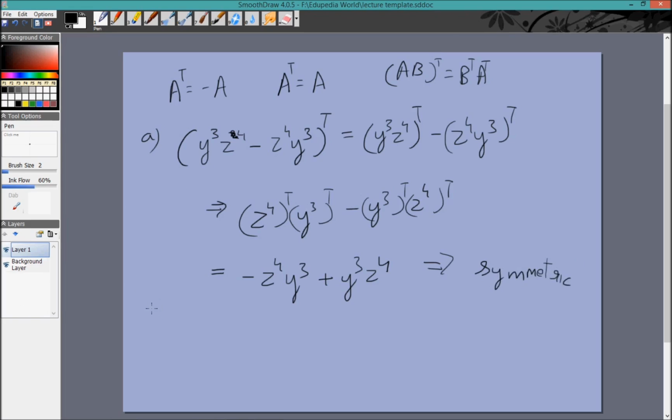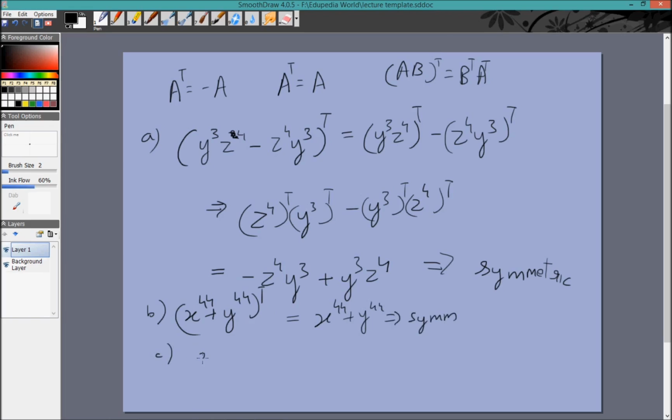I'll just tell you the other ones. The second option is x to the power 44 plus y to the power 44. If you take the transpose, it will be x to the power 44 transpose, which will be x transpose to the power 44. And x transpose is minus x, but minus 1 to the power 44 will be 1 because 44 is even. So it will simply be again x to the power 44 plus y to the power 44, which means it is again symmetric.